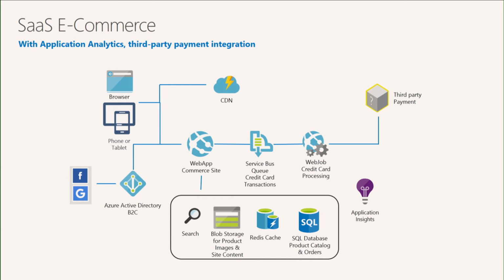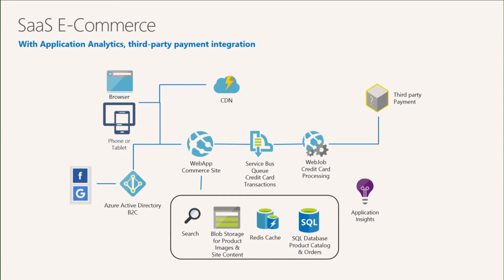In this case, we have a combination of blob storage, which is where we store images and things like that, and text for the site. And then a SQL database, which is where we store the catalog of products with all the detail we need that needs to be searchable, and then things like orders and customer information. That all becomes searchable, so we have a search service on it.